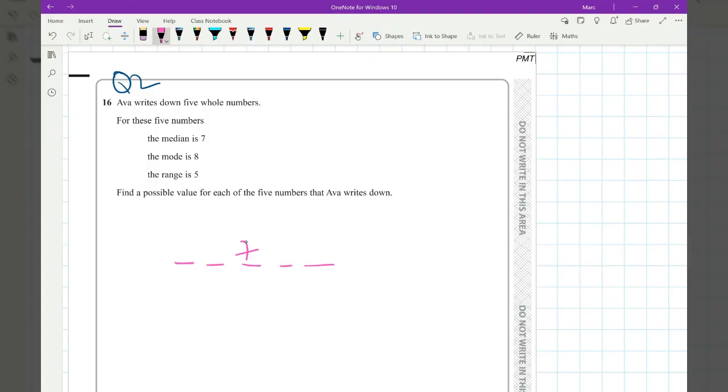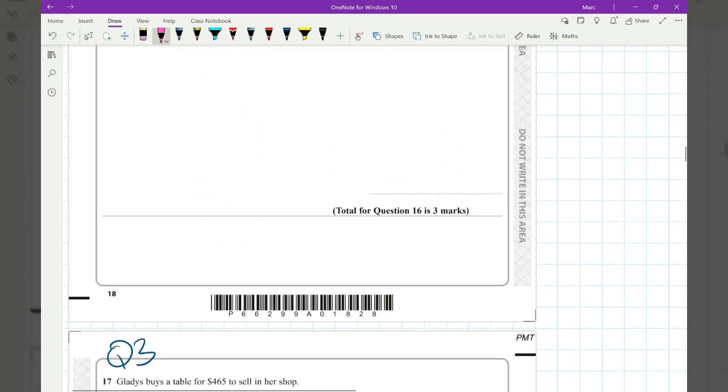The mode is 8. So I have to have 2 of them. So that will go to the right of my median, 8 and 8. So I've got 2 8s. The range is 5. That means that 8 minus 5 will give me my lowest number, 3. And then in there, I can have 4 or 5 or 6. I don't want to put 7 or 8 because then that's going to tinker with the median. So 3, and then it's 4 or 5 or 6 in that second slot, and then 7, 8, 8. A nightmare for an examiner to mark because there's multiple answers.